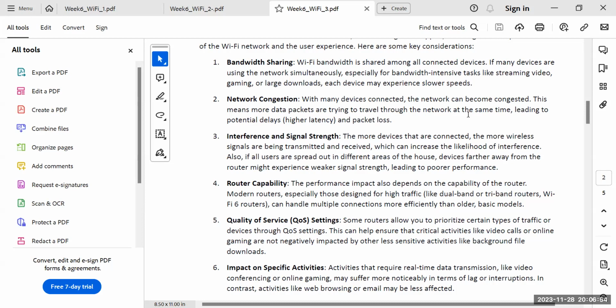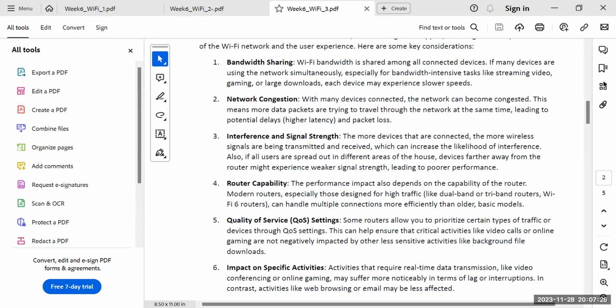Interference and signal strength: the more devices that are connected, the more wireless signals are being transmitted and received, which can increase the likelihood of interference. Also, if all users are spread out in different areas of the house, devices farther away from the router might experience weaker signal strength that leads to poorer performance. At your homes, you must have seen that as you go away from the access point, your quality of connectivity is degraded.